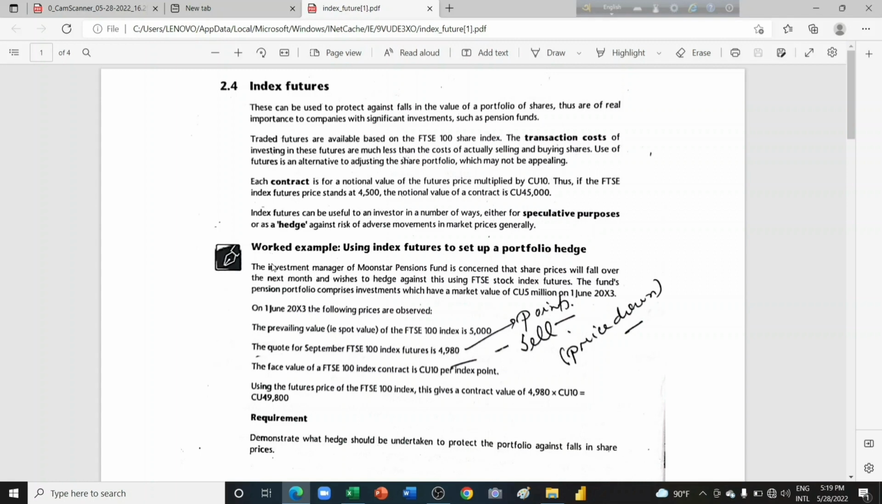The worked example states that the investment manager of Moonstar Pension Funds is concerned that the share prices will fall over the next month and wishes to hedge against these using FTSE stock index futures. The fund's pension portfolio comprises investments which have a market value of USD 5 million on 1st June 2023 or whatever.